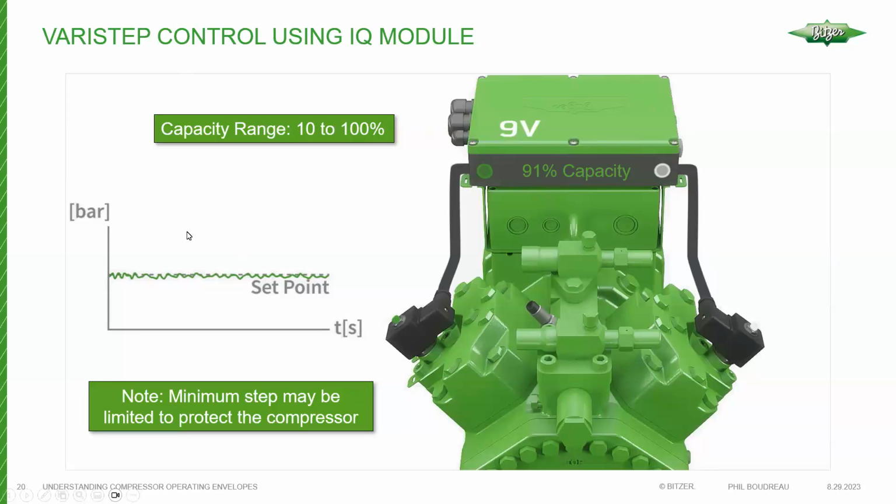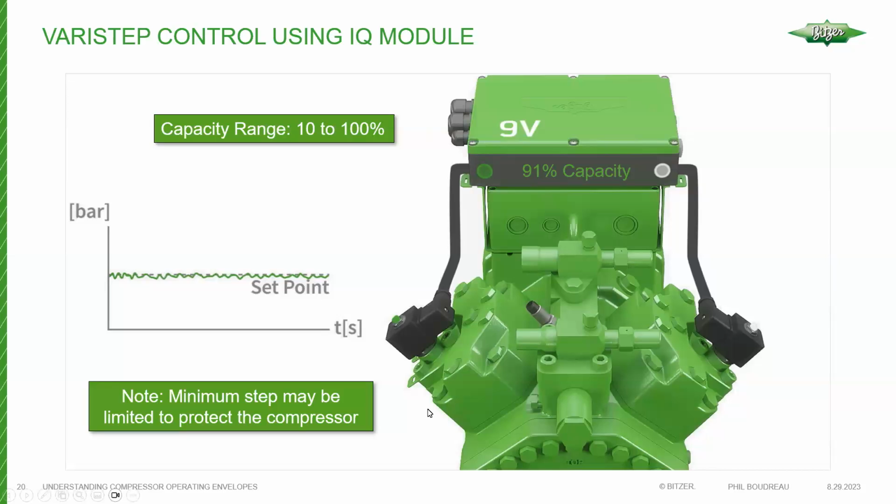So with the IQ module, really this is the only way to control, in my view, the unloaders when we're using a VariStep control. When we're trying to pulse the unloaders, the algorithm that's used in the IQ module does this safely while respecting the envelope for that compressor and for the particular refrigerant that is used, and also depending on the saturated suction temperature and pressure, saturated discharge temperature rather, that the compressor is operating at. It's also looking at the discharge temperature as well.